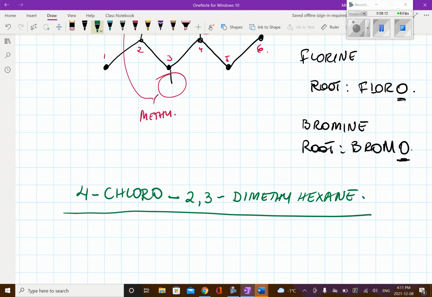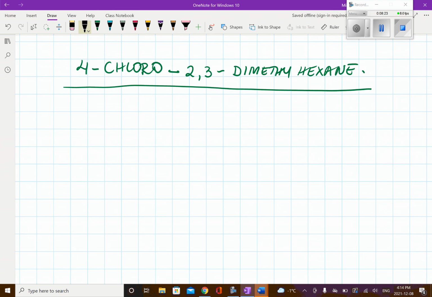Okay, we'll do more examples in class for halides, but this is the gist of it. Now let's see how we can deal with alcohols, the second type of hydrocarbon derivatives.